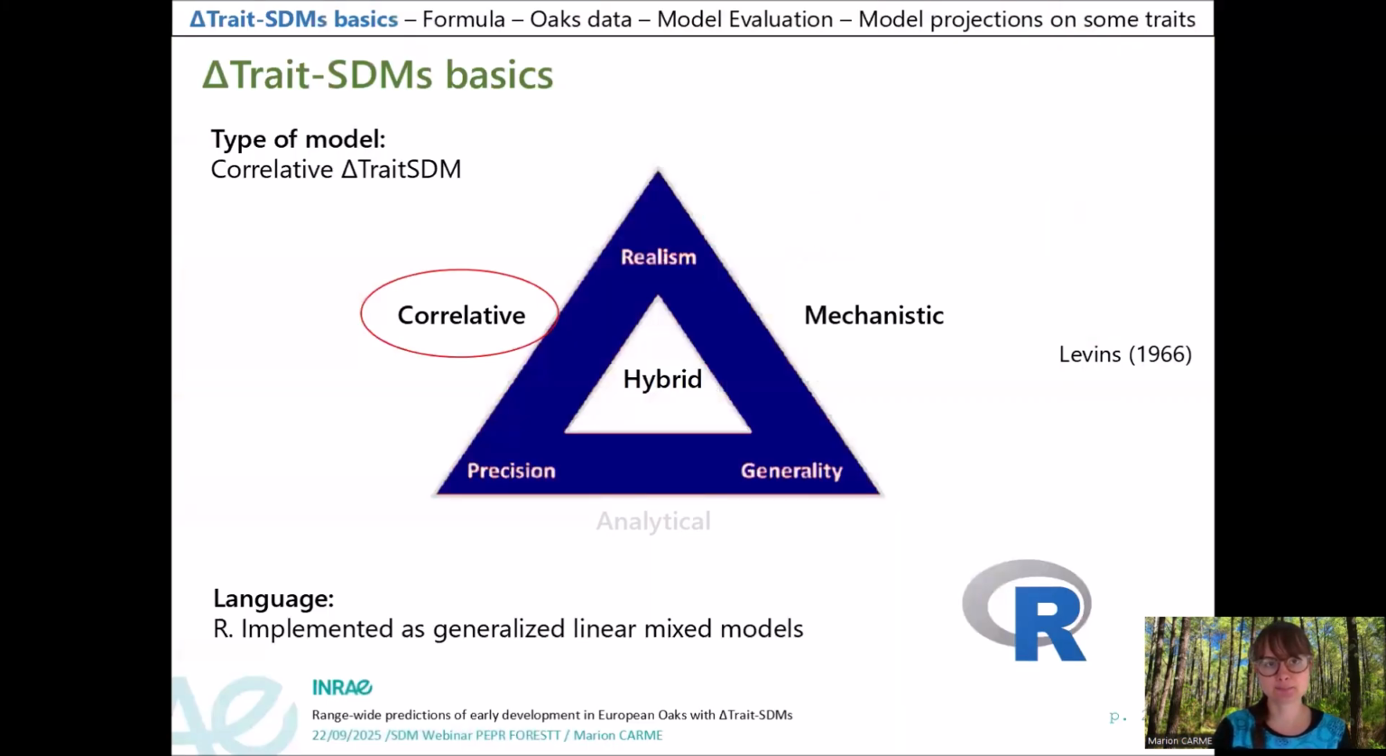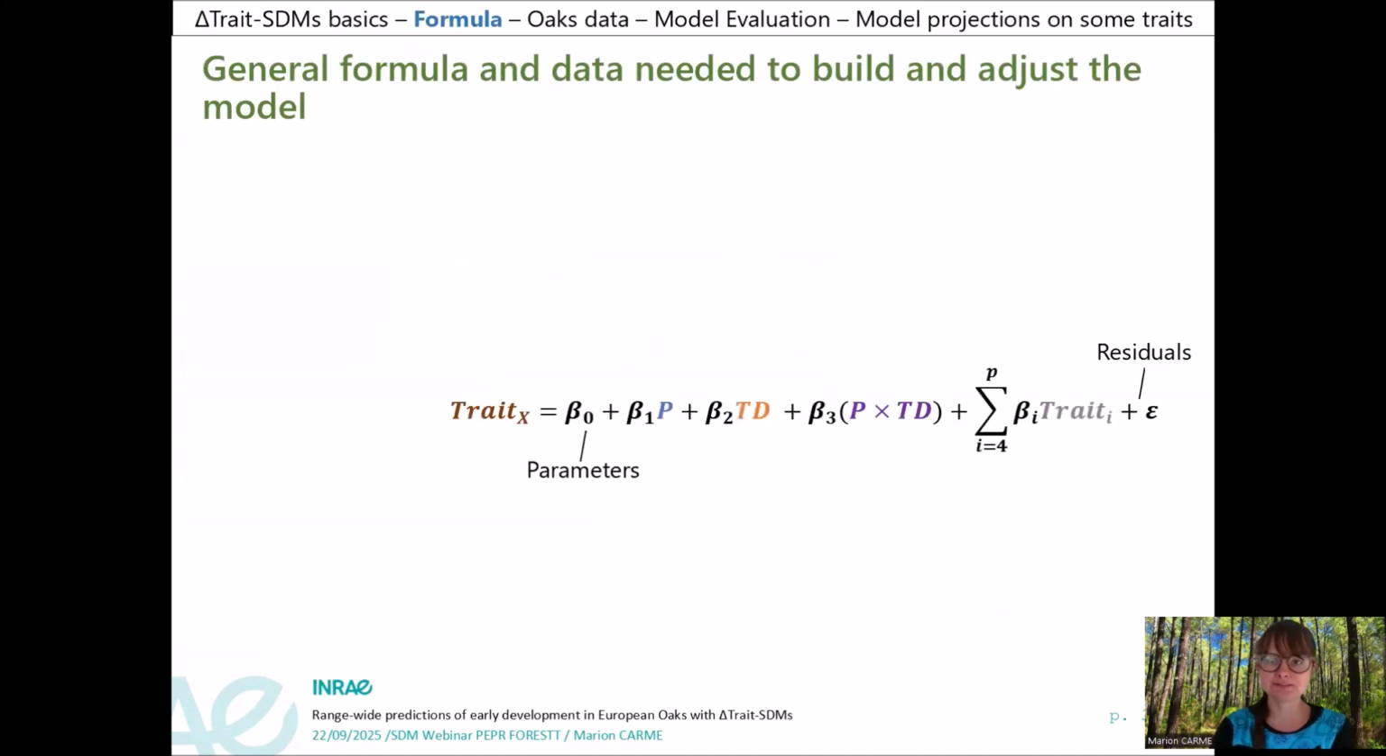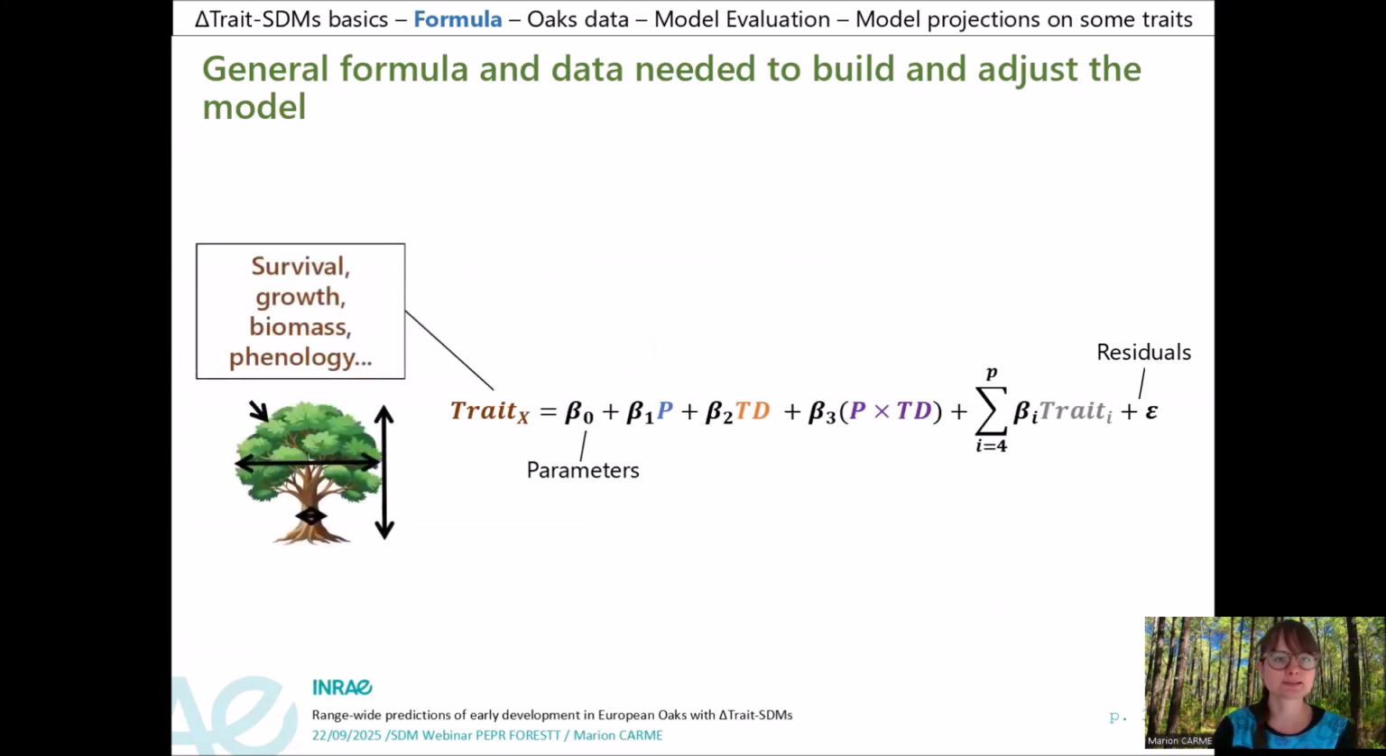So delta trait SDM are correlative models, as you heard in Marta's explanations. They can be located here in Levin's standard classification, and we build them in R. Here is the general formula of a delta trait SDM, how they can be built and adjusted. We want to explain a trait. It can be a germination trait like a rate or time. It can be a fitness-related trait like survival, growth, total biomass, and it can be a phenological trait, etc.